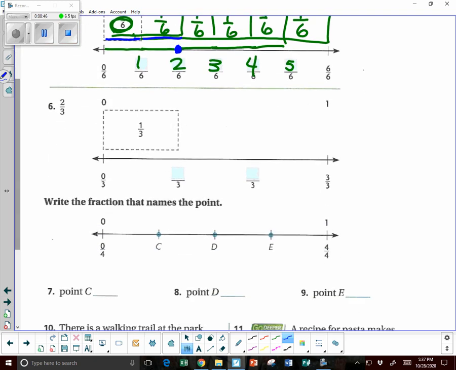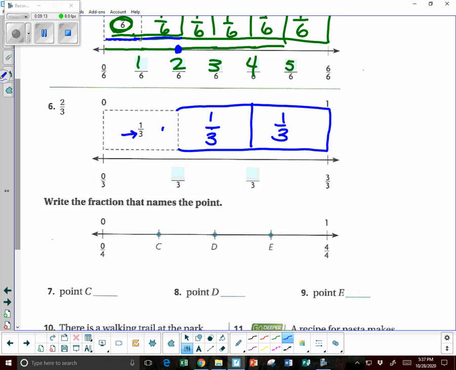2/3. How many parts, how many boxes am I going to break it up into from 0 to 1? 3 parts, because that's what the denominator tells me. So I'm going to draw it. I'm going to do 3 parts. 1, 2, 3. There are 3 equal parts. In Mrs. P's world, those are equal. I'm going to mark them as all thirds. Okay? Well, let's put it here.